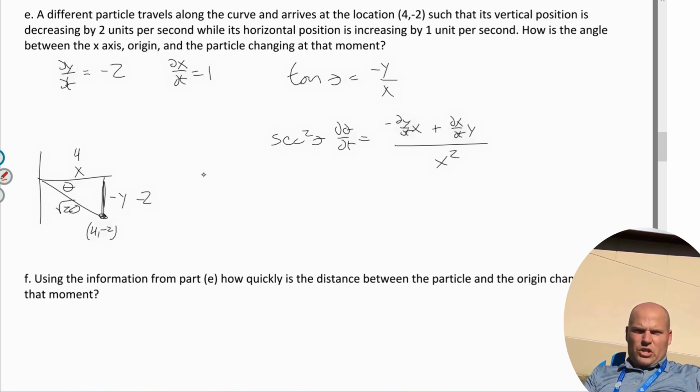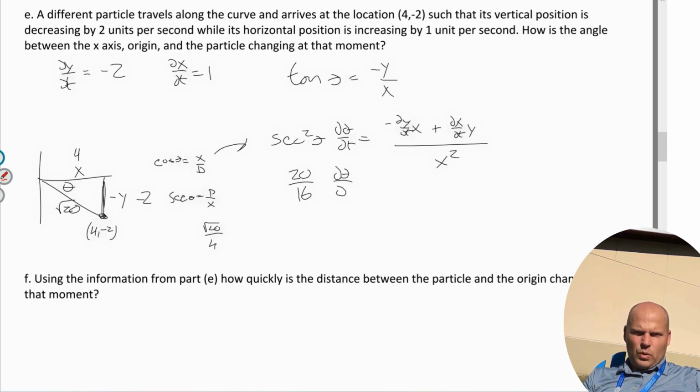Cool. So now I'm ready to plug stuff in. You've got secant squared. Secant is the reciprocal of cosine. Cosine is x over d, so secant would be d over x. So secant of theta is root 20 over 4. I'm going to square that, and I get 20 over 16, which can be simplified if you want to, by dividing the top and bottom by 4. Over here, we got dy/dt is negative 2, so that would become a positive 2. We got x is 4. dx/dt is 1. y is negative 2.